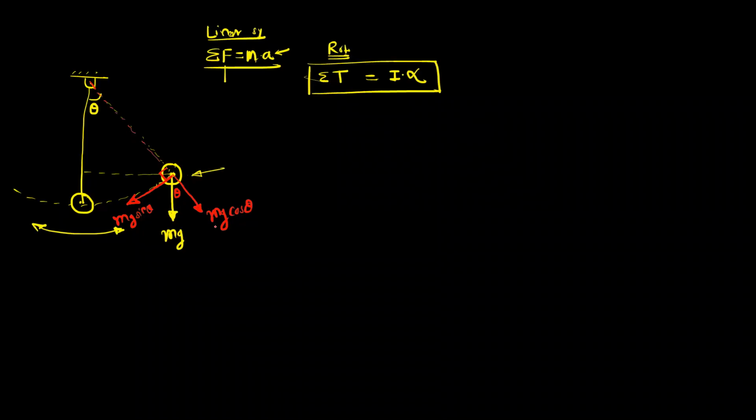Now, out of these two components, only mg sin theta will cause the oscillatory motion. Okay. Mg cos theta has no contribution in the oscillatory motion. This component is balanced only by the tension force, so it will create the tension in this string. So this is the external force or the restoring force, which is mg into sin theta.